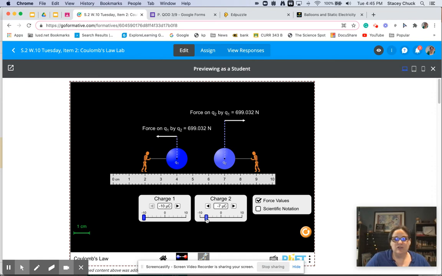And if I do the same thing for charge 2, watch the arrows. They're getting bigger. Okay, so the more charge you have, the more they push away from each other.